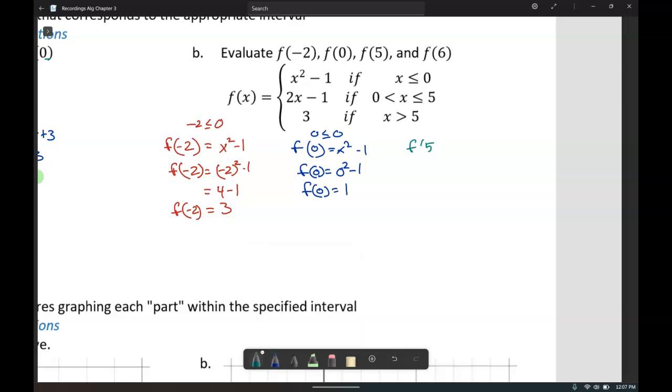Next is f of 5. 5 is in this interval where it's greater than 0 but less than or equal to 5. And so we're going to use the equation 2x minus 1. And last but not least, f of 6. Well, 6 is greater than 5, so we're going to use the third equation, which gives f of 6 equals 3. And that's our answer. There's nothing else to evaluate. F of 6 equals 3.